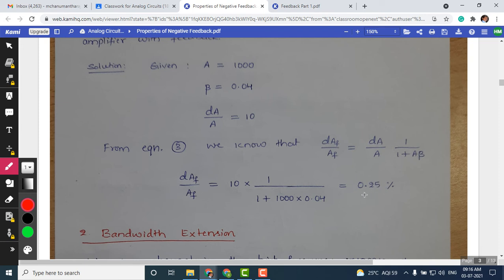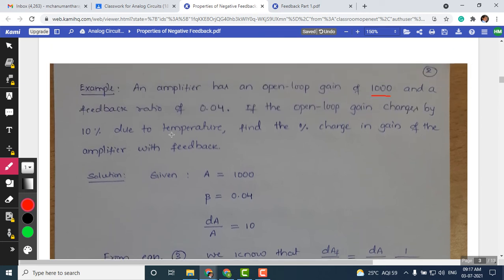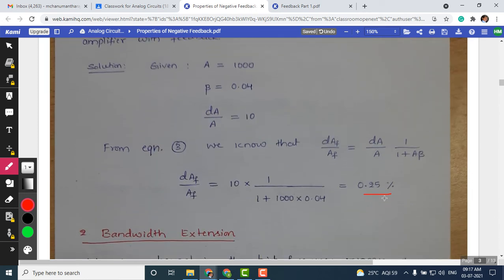As you can see, it is just 0.25%. If you simplify this, you will end up with only 0.25%. What do you mean by that? There is only a 0.25% change in the gain when we introduce the negative feedback here. Without negative feedback, there is a 10% change due to the temperature, and with the negative feedback, the percentage change has been reduced.